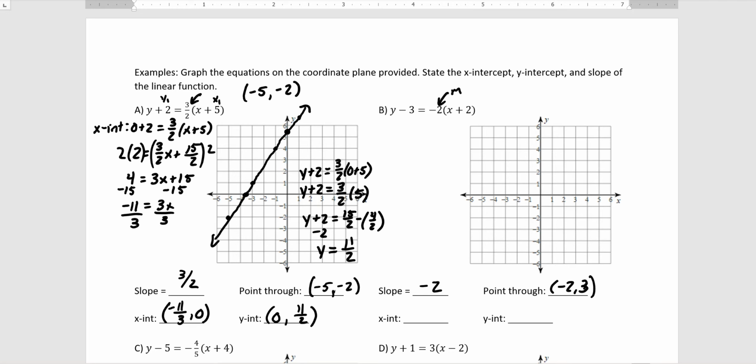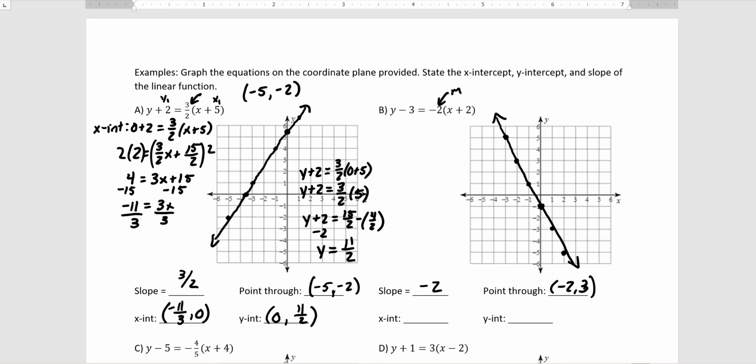All right. So let's graph that. Negative 2, 3 would be right here. And my slope would tell me down 2, right 1, down 2, right 1, or up 2, left 1. Draw my line, connect the dots, make it look as good as possible. There we go.